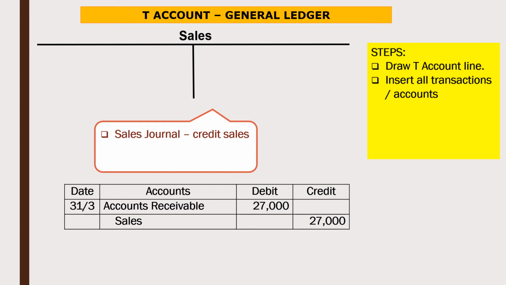In sales journal, we found that sales is credit, amounting to 27,000 for accounts receivable. So you have to write down on the credit side accounts receivable 27,000 dated 31st March.